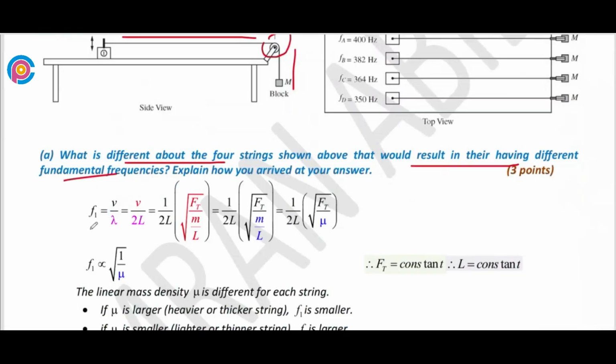We know the fundamental frequency is f1 equals v over lambda. Lambda is equal to 2L, and we have the value of the velocity, the square root of Ft over m by L. m by L stands for mu, the linear mass density. Here we can say frequency is inversely proportional to the square root of linear mass density, because the tension is the same, the suspended block is the same, and the length of the string is the same.